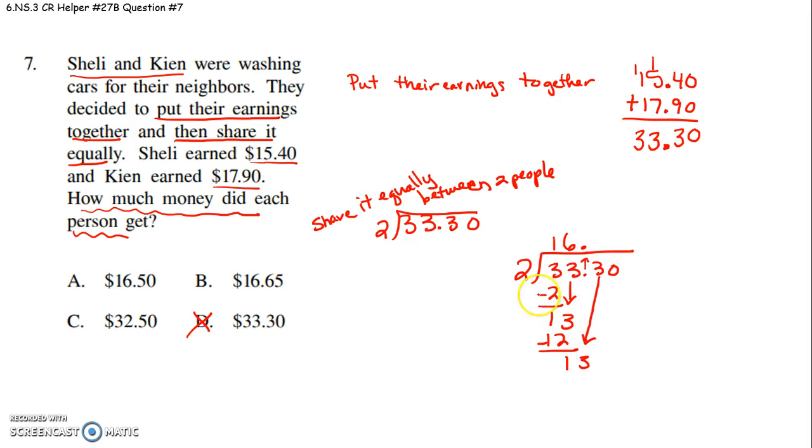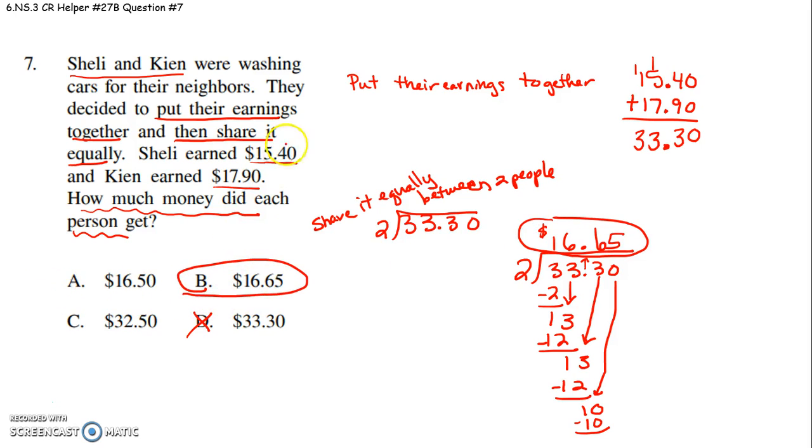Drag down that 3. 2 goes into 13 6 times, putting it right above that number I just dragged down. 2 times 6 is 12. Subtract off. We got a 1. Drag down that 0. How many times does 2 go into 10? 5 times. 2 times 5 is 10. They each get $16.65.